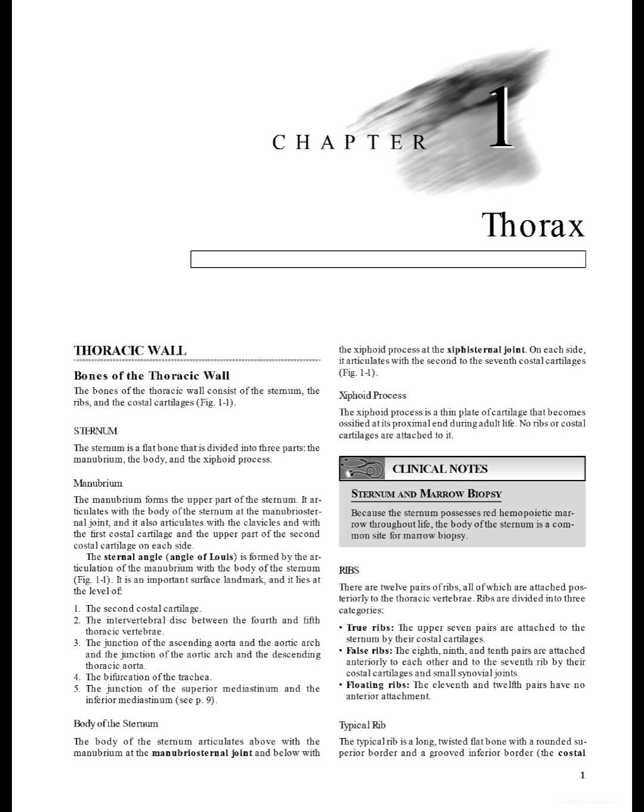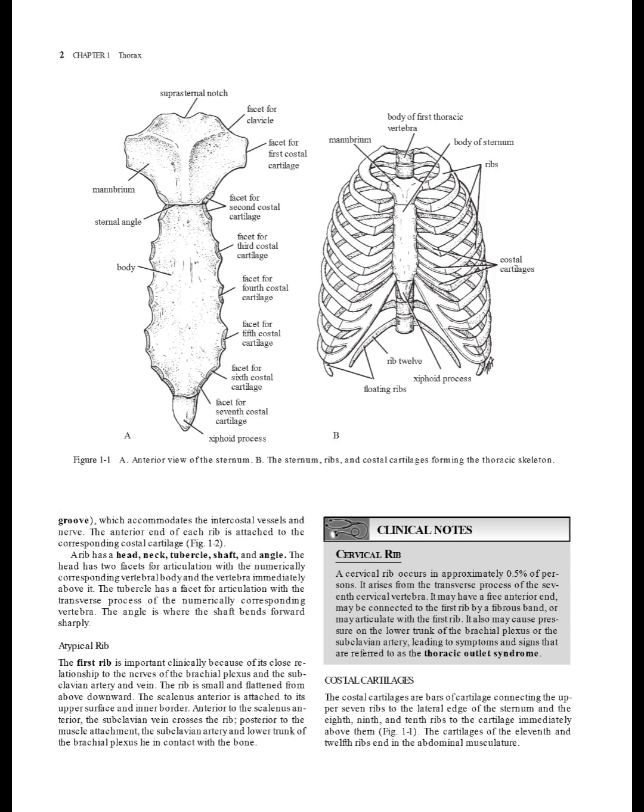Typical rib structure. A long, twisted flat bone with a head, which has two facets that articulate with the vertebrae. Neck connects the head to the tubercle. Tubercle articulates with the transverse process of the vertebra. Shaft, the main curved part of the rib. Angle, the point where the shaft bends forward. Costal groove houses the intercostal vessels and nerves.